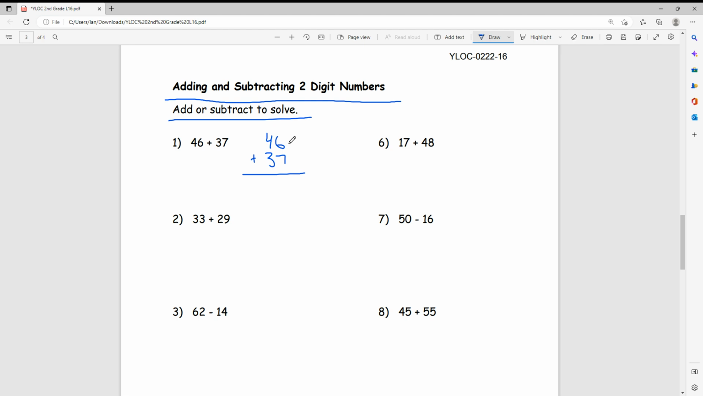First thing we're going to do is 6 plus 7. 6 plus 7 equals 13, right? So we write the 3 here, and then we transfer the 10 up here. We're in our tens place. 4 plus 3 equals 7. And then 7 plus this 1 up here equals 8. So our answer is 83.